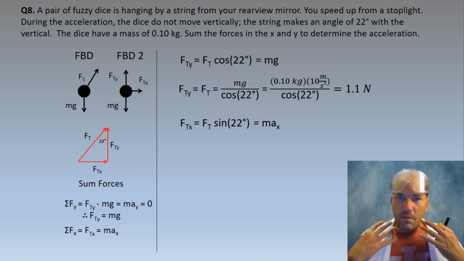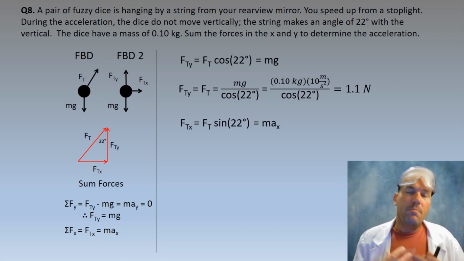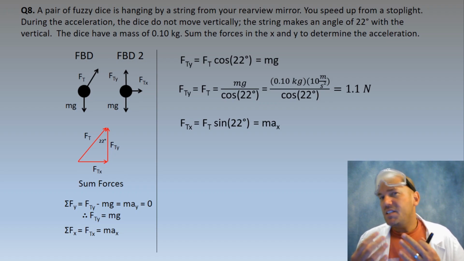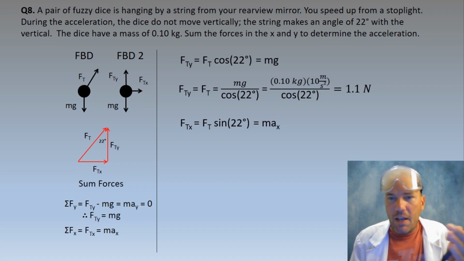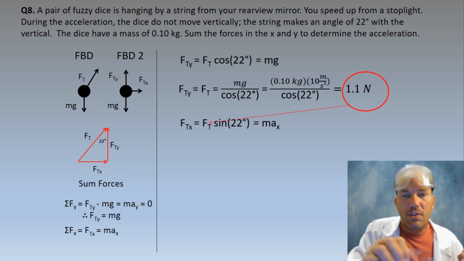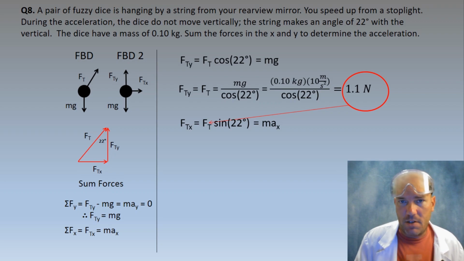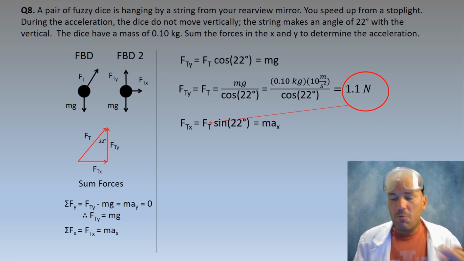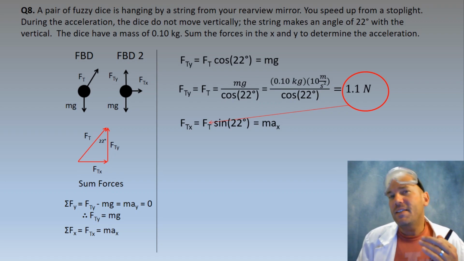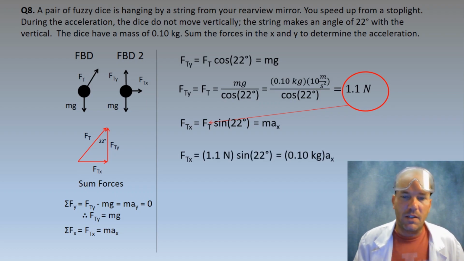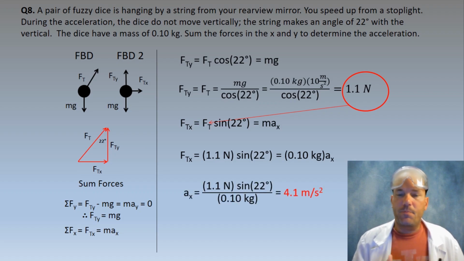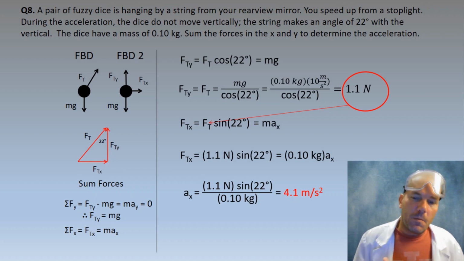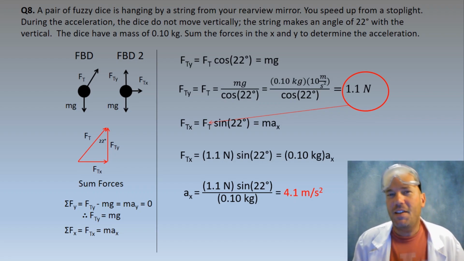Okay, so we're using the vertical component here, and we're able to solve for the overall force of tension, which means we can now take that and put it into our horizontal summation. And by doing that, we get 1.1 multiplied by the sine of 22 degrees. We know the mass. Now we're able to simply solve for the acceleration horizontally of 4.1 meters per second per second.